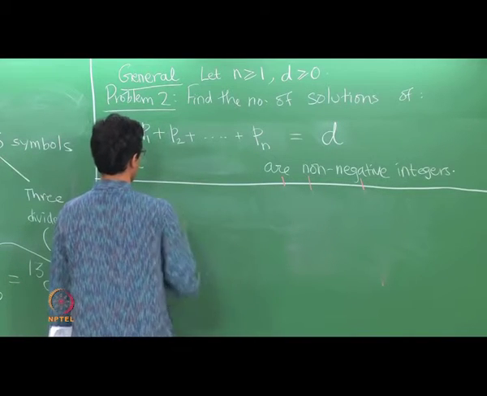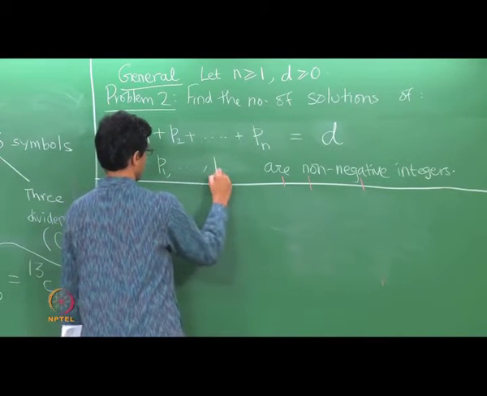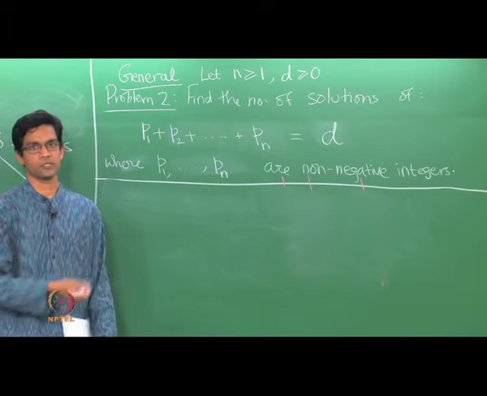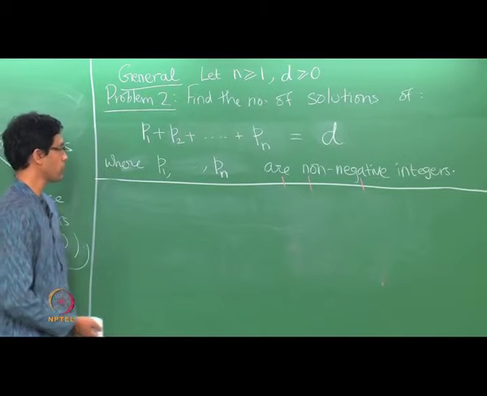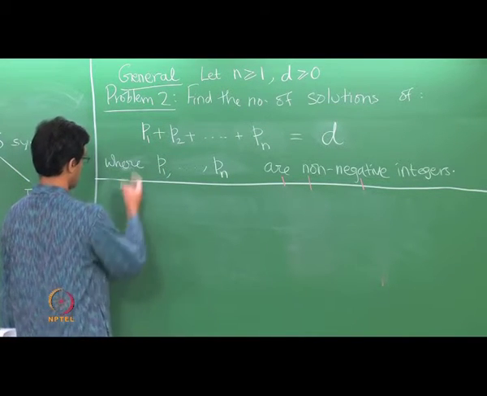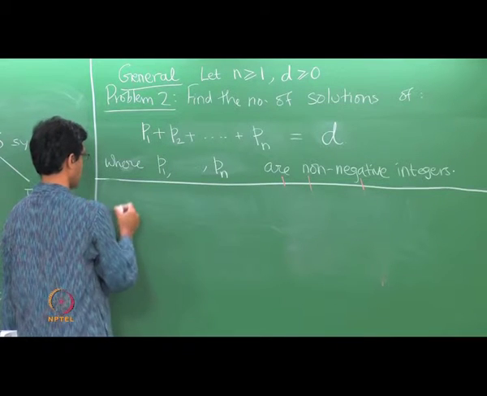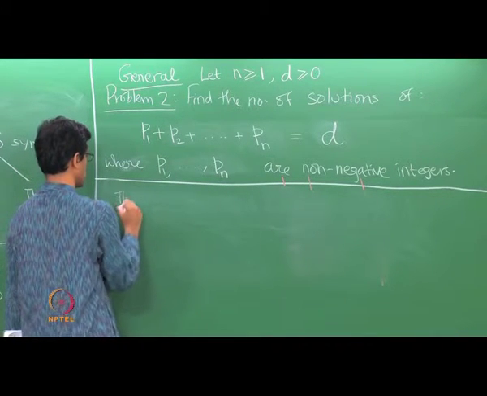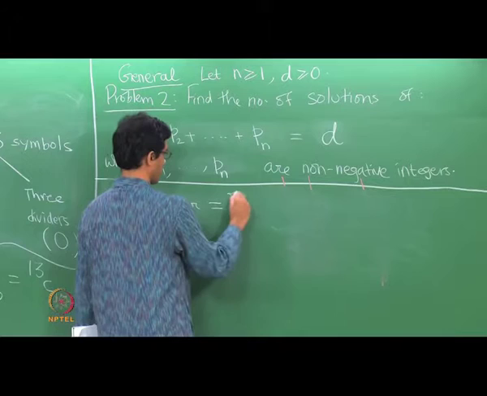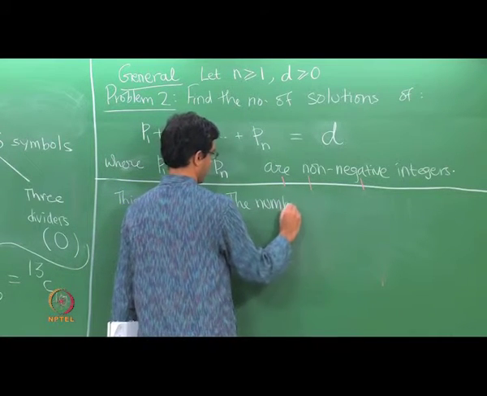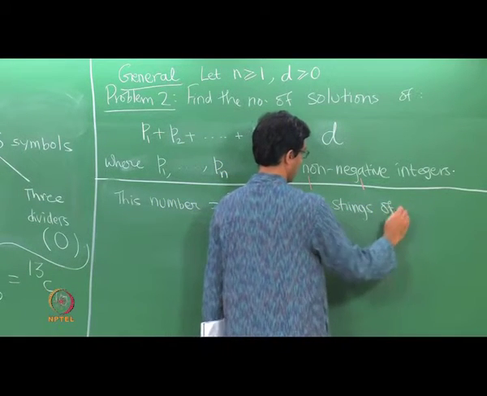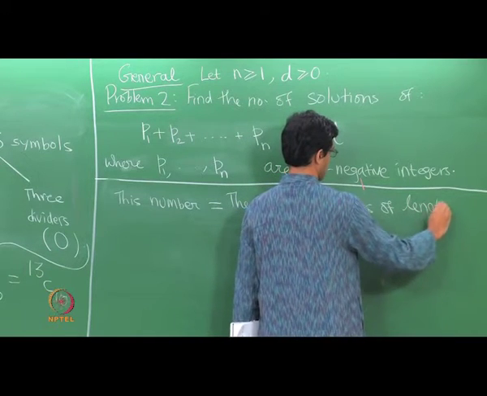So where the variables are required to be non-negative integers. And again the solution methodology is the same. What we will want to do is to encode every such solution as a string of zeros and ones. So the answer now is, the number of solutions to this equation is the same as the number of strings of, well, what's the total length of a string?